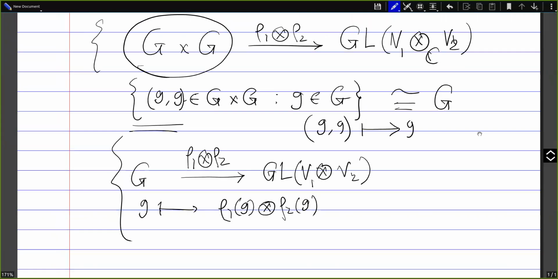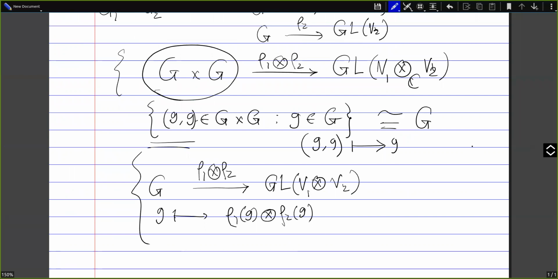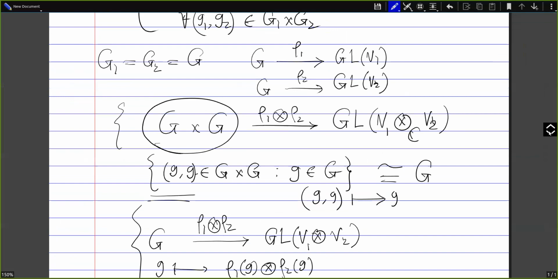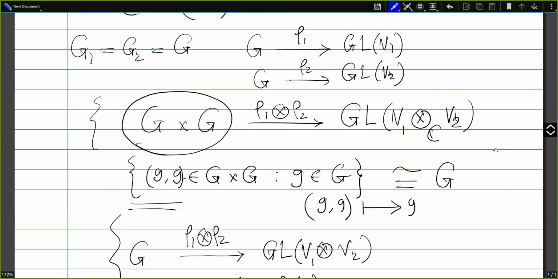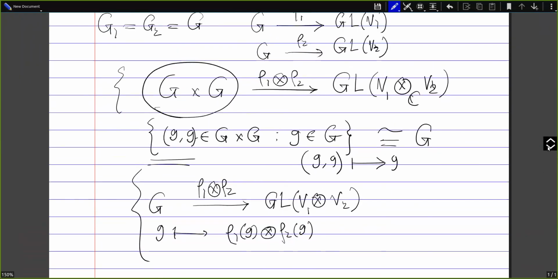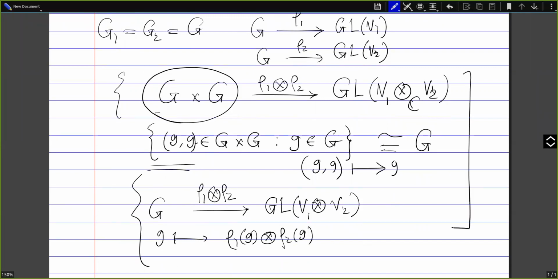So thus you can see that when G1 equals G2, the restriction of the tensor product to the diagonal subgroup coincides with the earlier definition of the tensor product of two representations of a group G. Okay, now it is clear why we are saying that it's an extension and generalization.